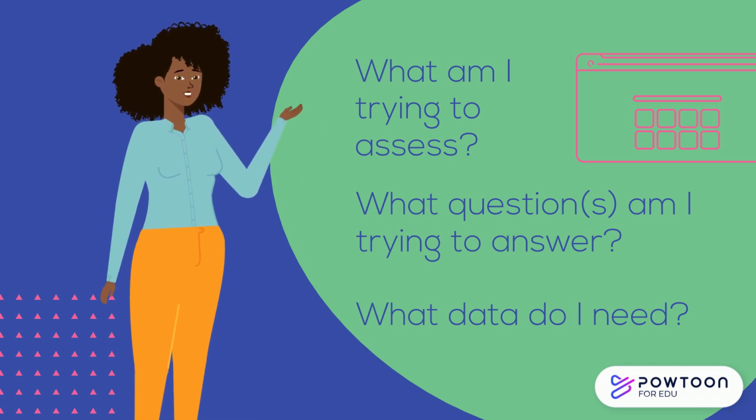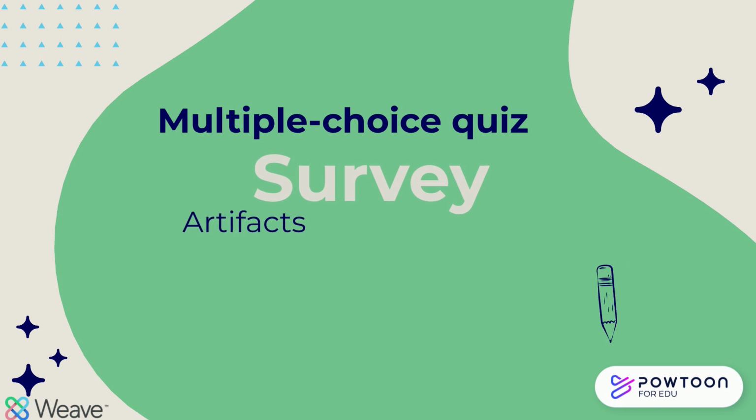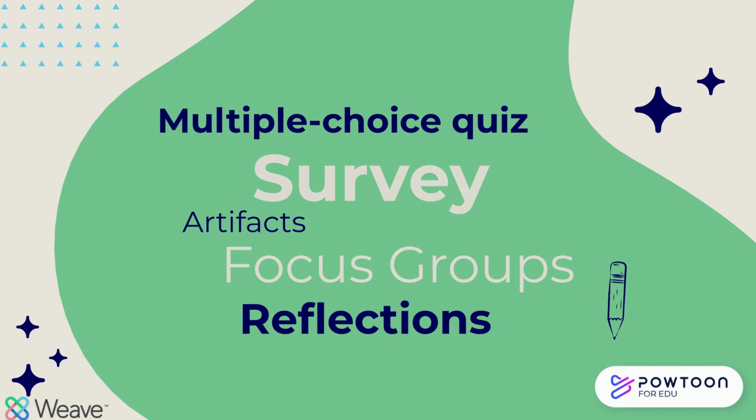I could ask them a multiple choice quiz about their attitudes or behaviors. I'm not sure if that exactly gets at what I'm looking for. I could do a survey, right? I could ask them their perceptions and thoughts about the tunnel of oppression and how it changed their attitudes and behaviors. I could have them write a reflection or an artifact and use a rubric. Or I could do focus groups.